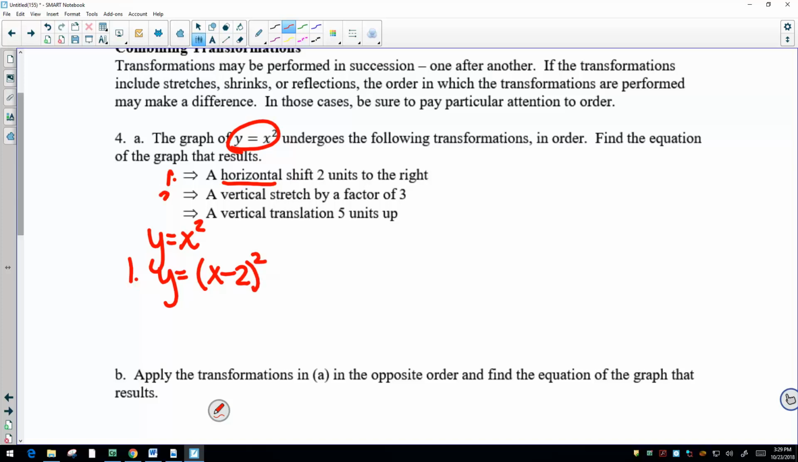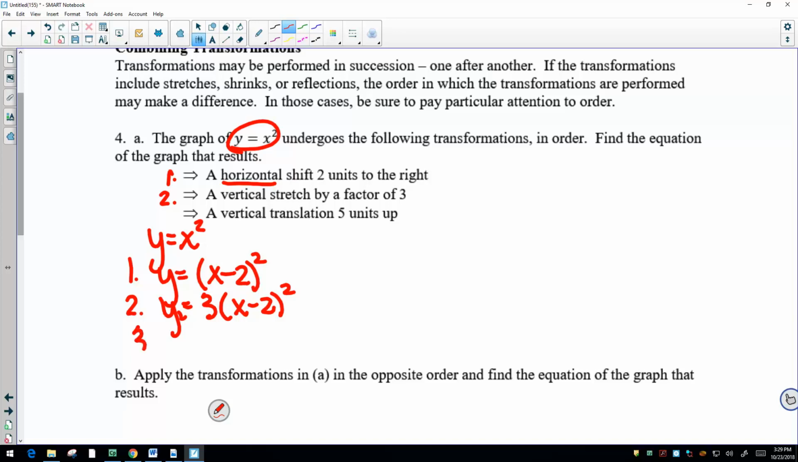Okay, our vertical stretch, well, vertical is normal, and if it's a vertical stretch, so different from a shift, stretch or shrink, we're thinking multiply. Vertical, I'm thinking the entire function. So now I have something, entire function, I want to multiply by 3.